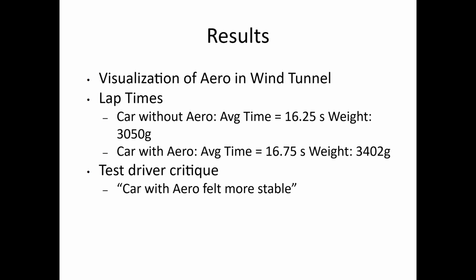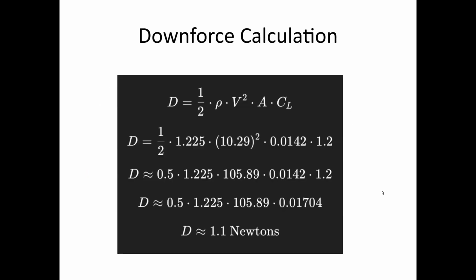We had an anonymous test driver come and drive both cars without knowledge of which was which. And we asked them to provide information and opinions based upon the driving, and they determined that the car with aerodynamics felt more stable. And using the downforce formula, we determined that the downforce of our wing provides roughly 1.1 newtons of downforce, which for this size and scale is quite impressive.